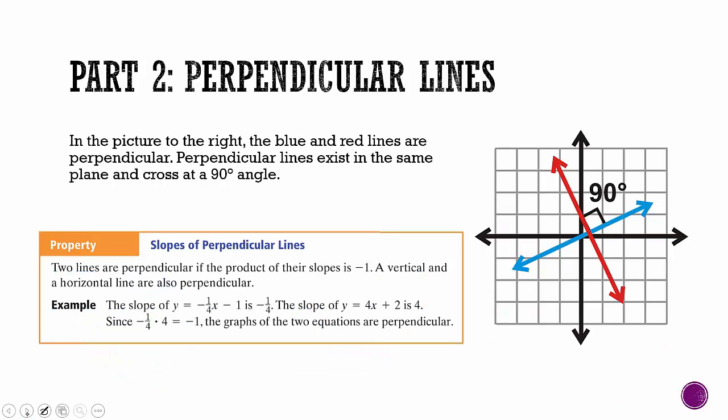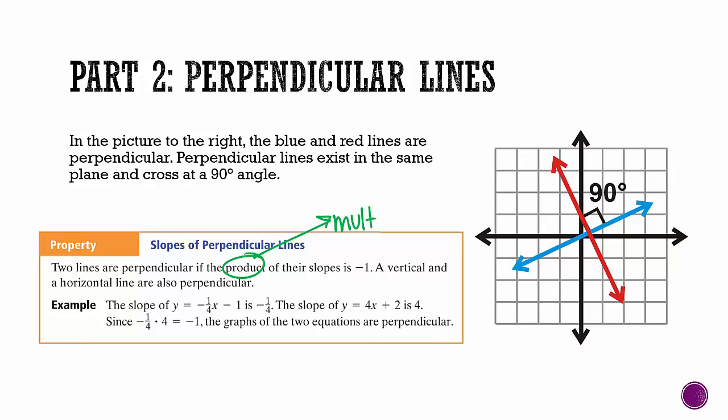So now let's talk about perpendicular lines. In the picture to the right, the blue and red lines are perpendicular. Perpendicular lines exist in the same plane again, so they have to be on the same piece of paper, and they cross at a 90-degree angle. So two lines are perpendicular if the product of their slopes is -1. And remember, product means multiplication.